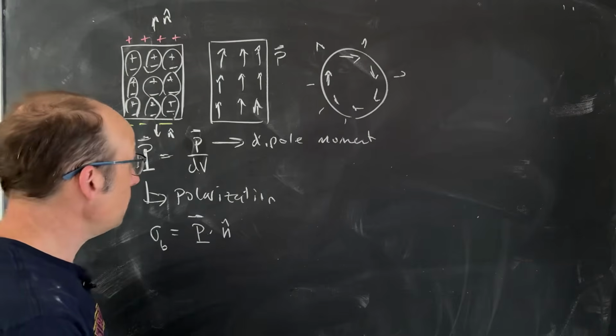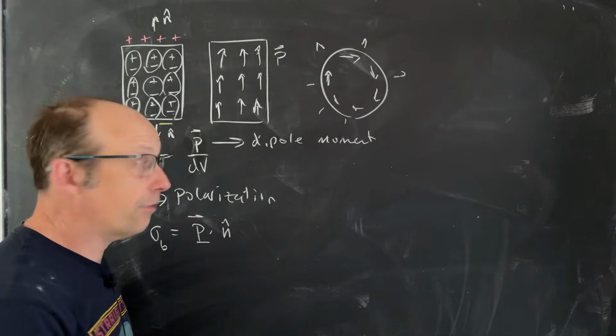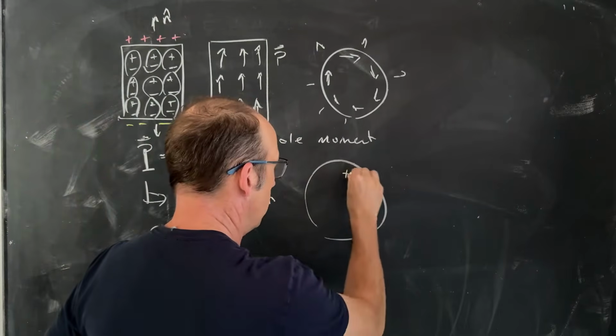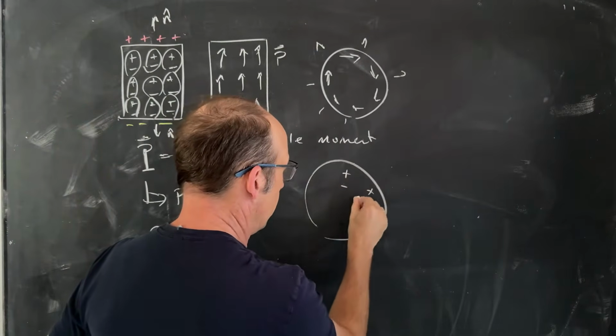Okay. Now let's consider another situation. Imagine that I have another circle, but I have a weird polarization like this.